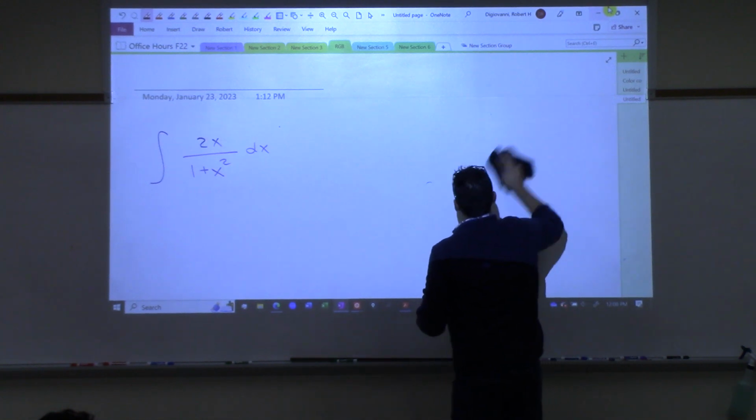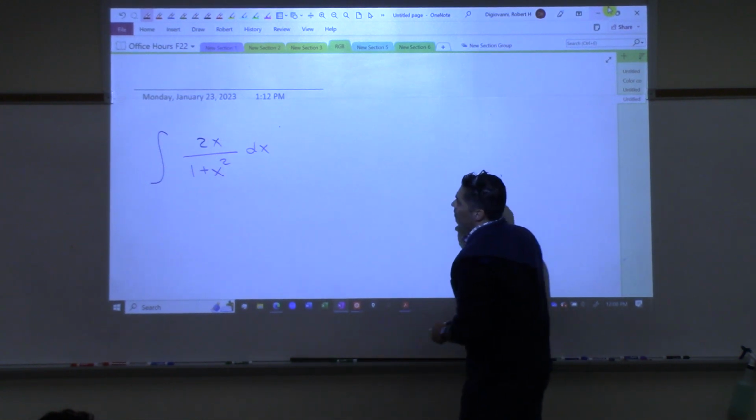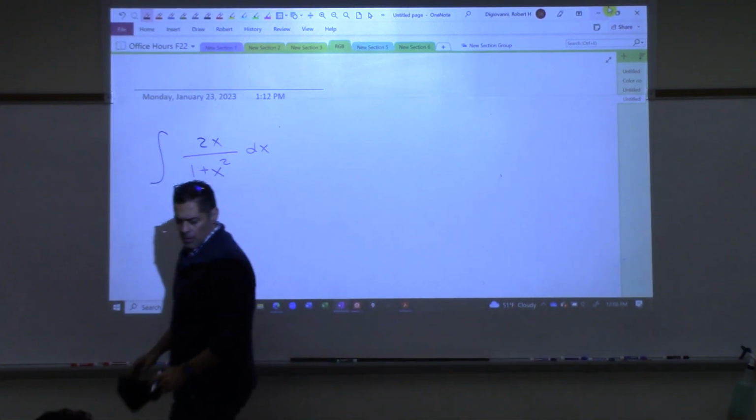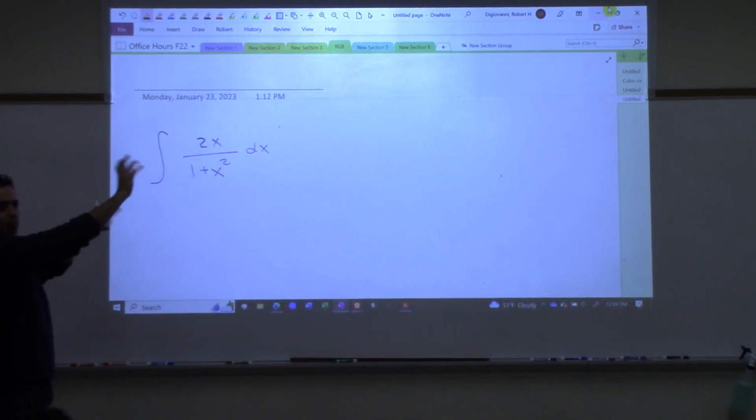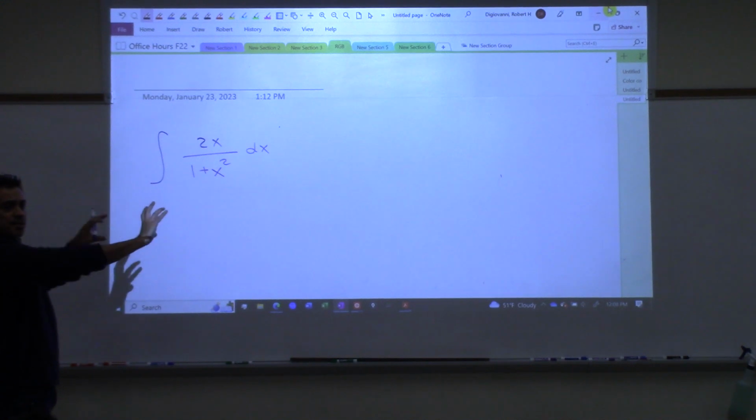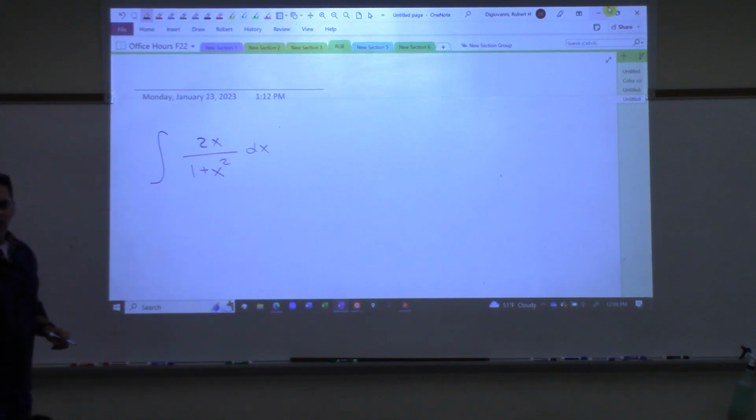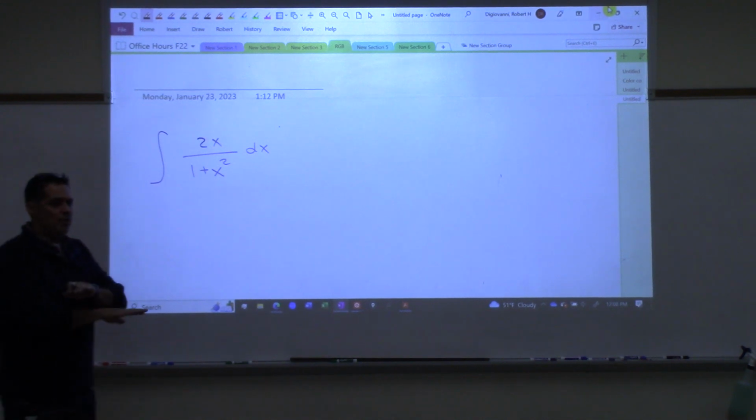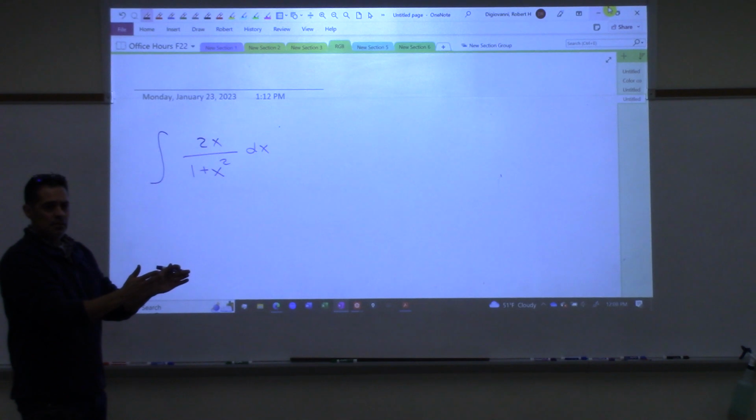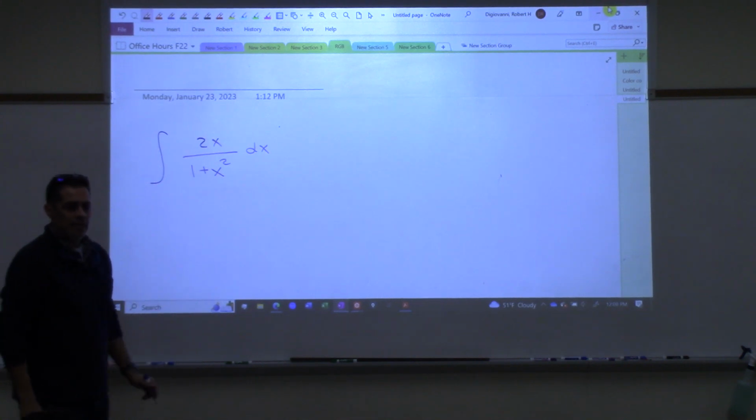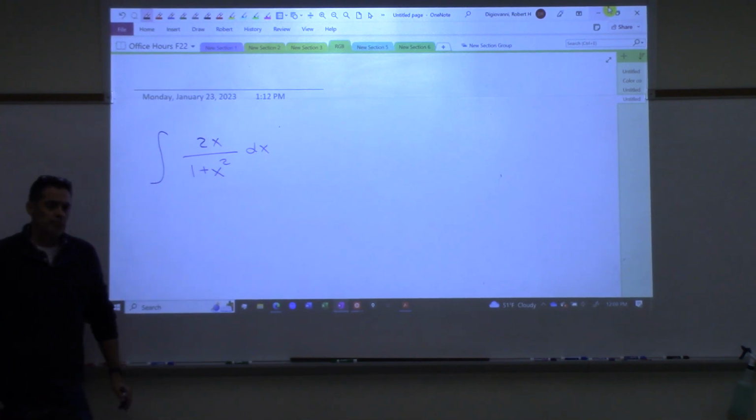Can we not multiply 1 over 1 plus x squared by 2x to separate it? No, we did that, didn't we? We wrote 2x separated and then 1 over 1 plus x squared. We did them separately. The problem was that they were multiplying by each other. When it comes to antiderivatives, you are not allowed to take the antiderivative of 2 factors individually. You can't.